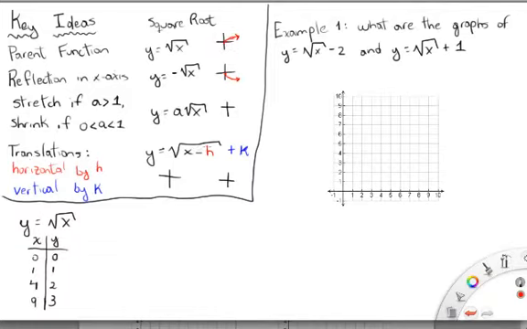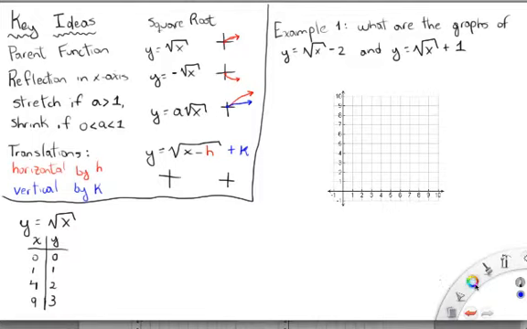If I stretch it, or if I have some kind of shrink, that just means that it's going to be either taller or a lot shorter. That's a pretty bad example. This would be a shrink right here. Something a lot shorter, if you will.